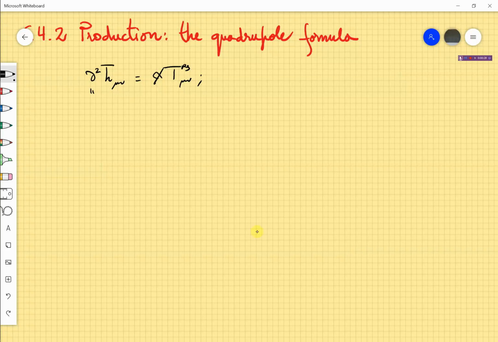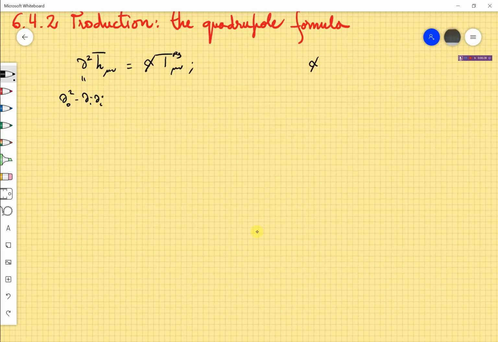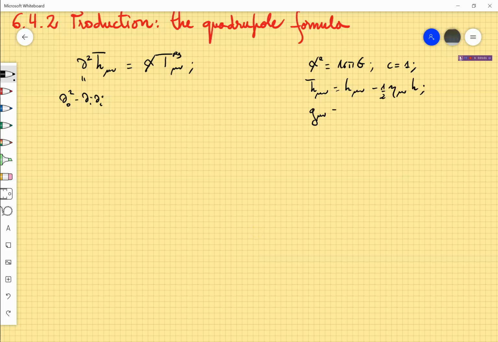So this is the wave operator, as you know. Chi is related to the coupling constant, the Newton constant, in this way. We work in units of c equal 1. H bar mu nu is this combination of the tensor H mu nu, which is the perturbation around Minkowski. So we can write the complete metric as the Minkowski metric plus this perturbation times chi.